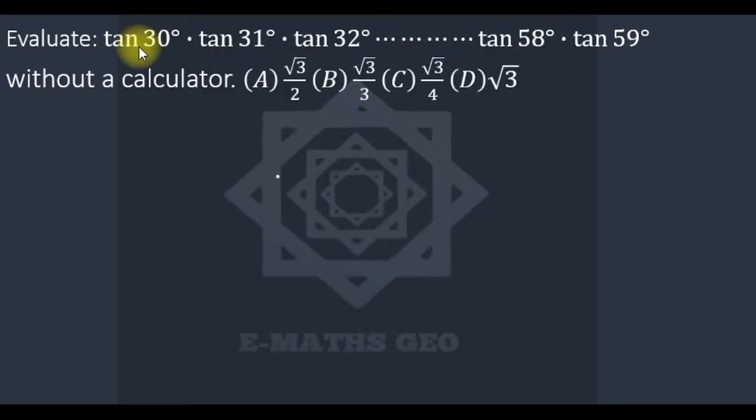We're asked to evaluate the product of tan 30, tan 31, tan 32, till tan 59, without a calculator. Looking at the question, it looks funny: how can we solve this without a calculator? But you can do that.